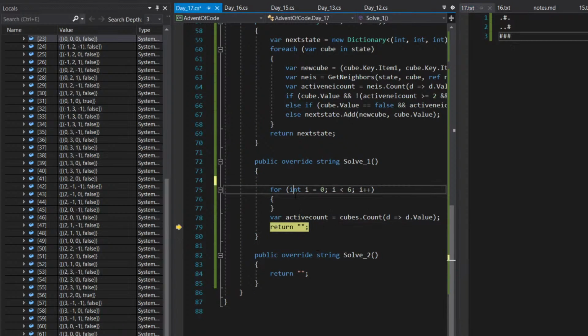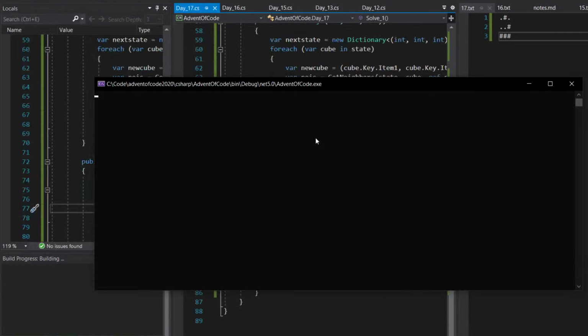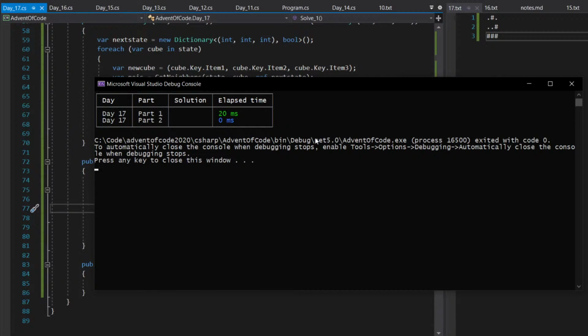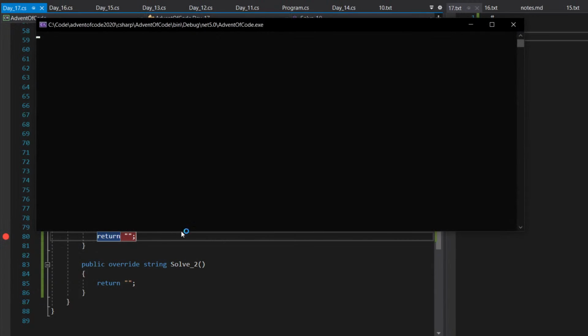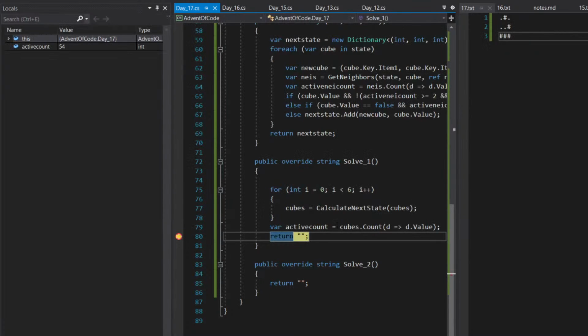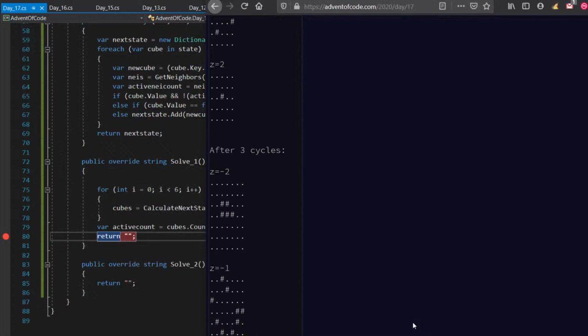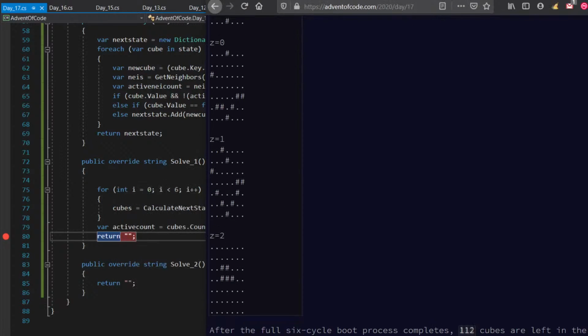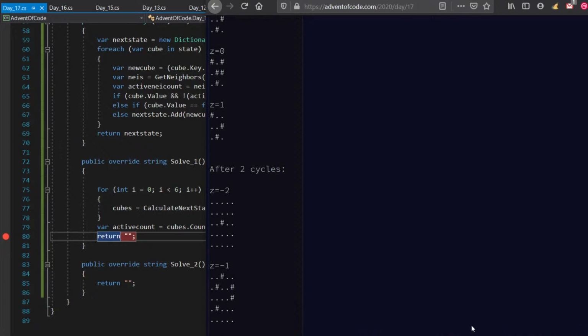Is this any faster? Can I do 6 iterations now? I can. Oh, it was fast. Because my active count is 54. Definitely not 112. Yep. Completely lost.